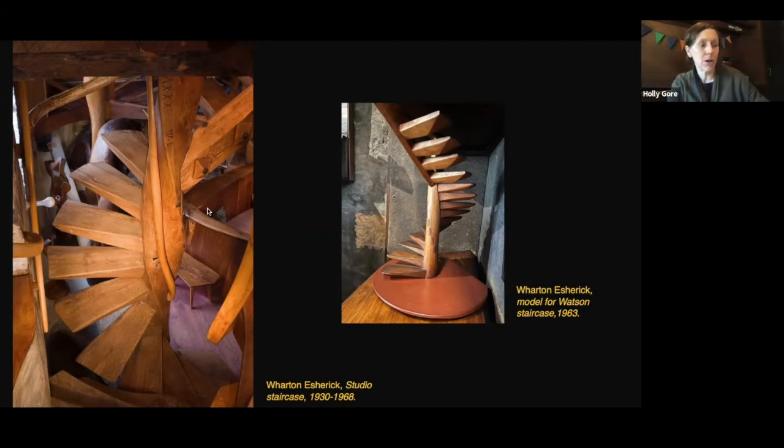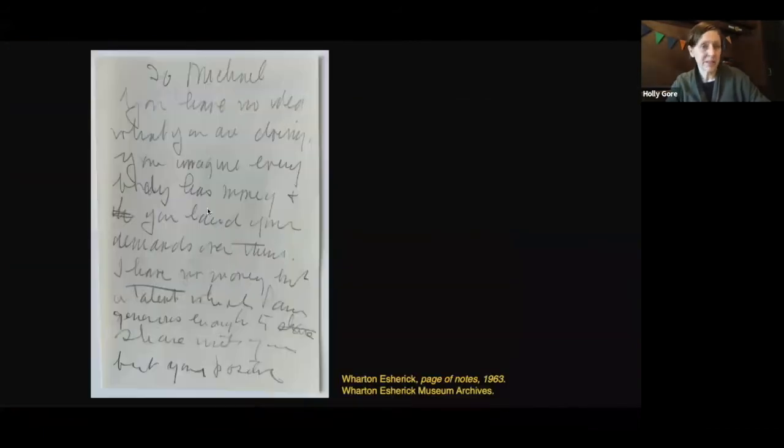There were letters, phone calls, trips back and forth from New York to Pennsylvania. It was a tense situation, and it was really on the brink of litigation, and it must have been very stressful. And so here we have, from Wharton Esherick's papers, a note where he jotted down some of his feelings.